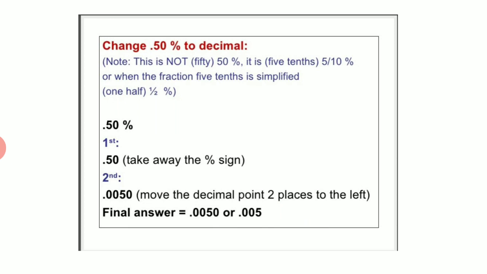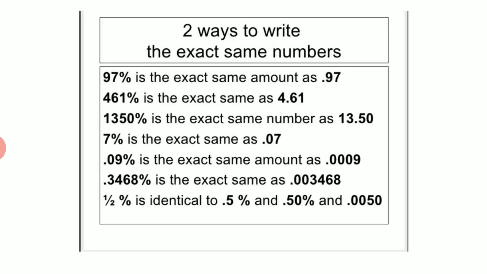Note, this is not 50%, it is 5/10, because we have written 0.50. When the fraction 5/10 is simplified, that is equal to half. For 0.50%, we take out the percentage sign, so it becomes 0.50 in the first step. In the second step, move the decimal point two places to the left, so we have the final answer as 0.0050. Since the 0 after the number has no value, it becomes 0.005.